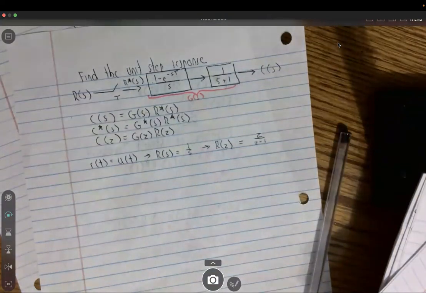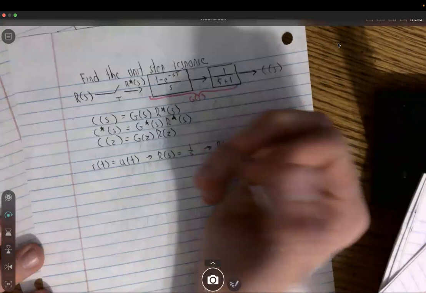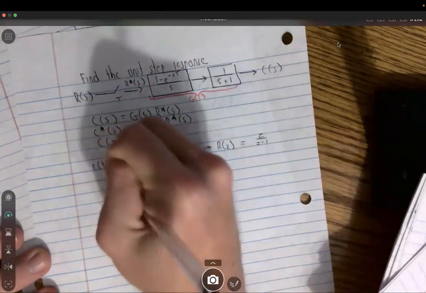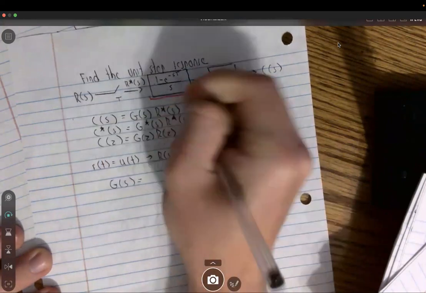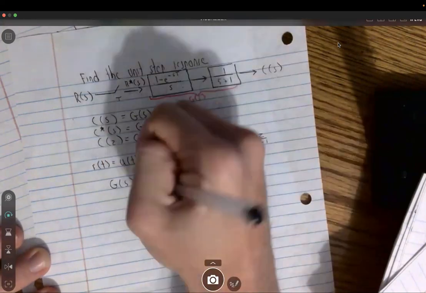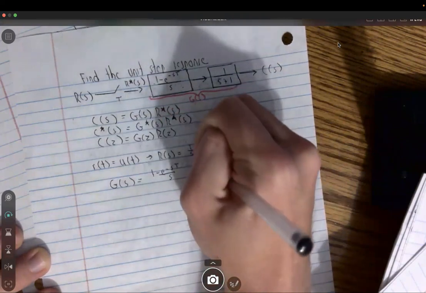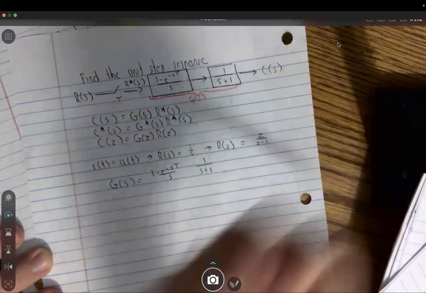In order to find G of Z, we're going to find G of S first, and then we get G star of S. And then from G star of S, we find G of Z. So what we're going to have is our G of S is equal to, just the combination of these two. So it's (1 minus e to the negative sT) all over s, multiplied by 1 over s plus 1.